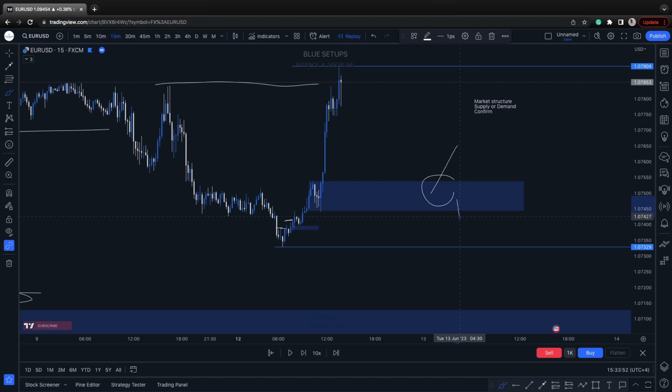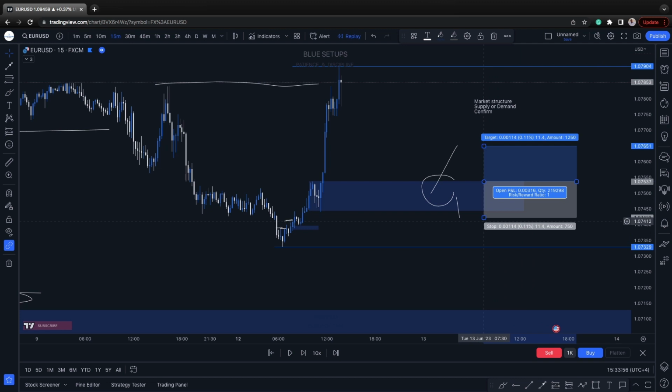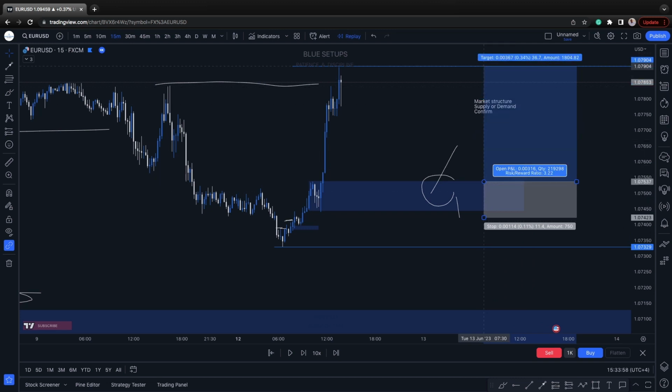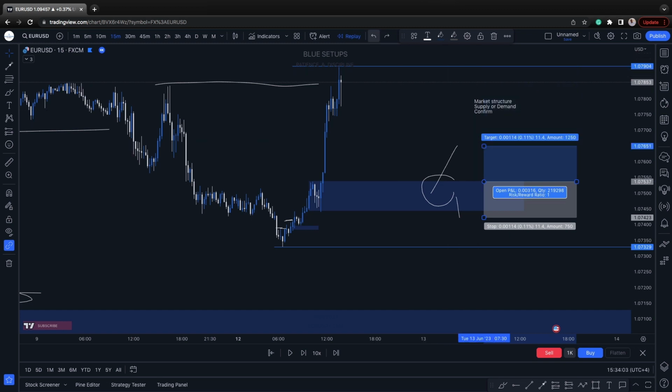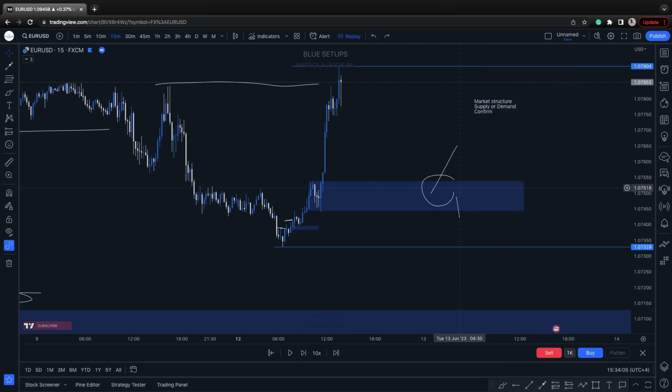It doesn't mean you should directly put a trade right here with your stop loss below here, targeting this high. No. You are doing the right thing but wrongly. Once the market is in your demand zone, you want to see what we call confirmation. So now let's play the chart and see what happened next.